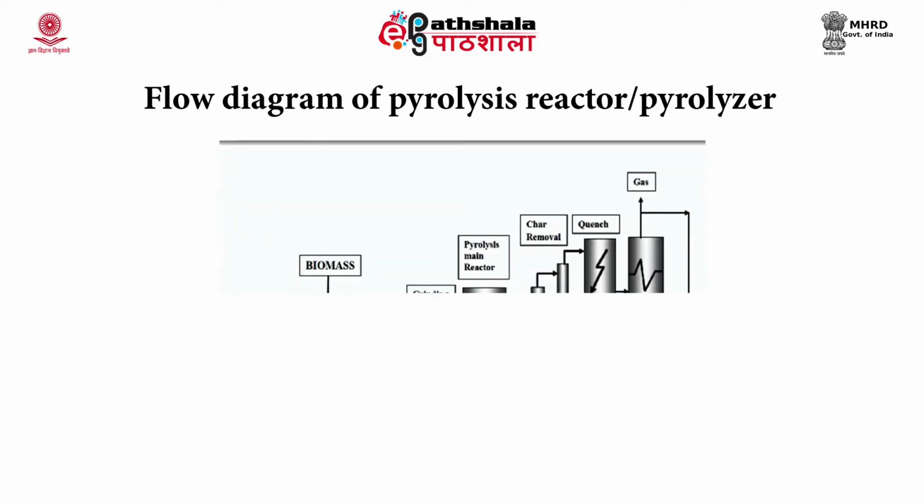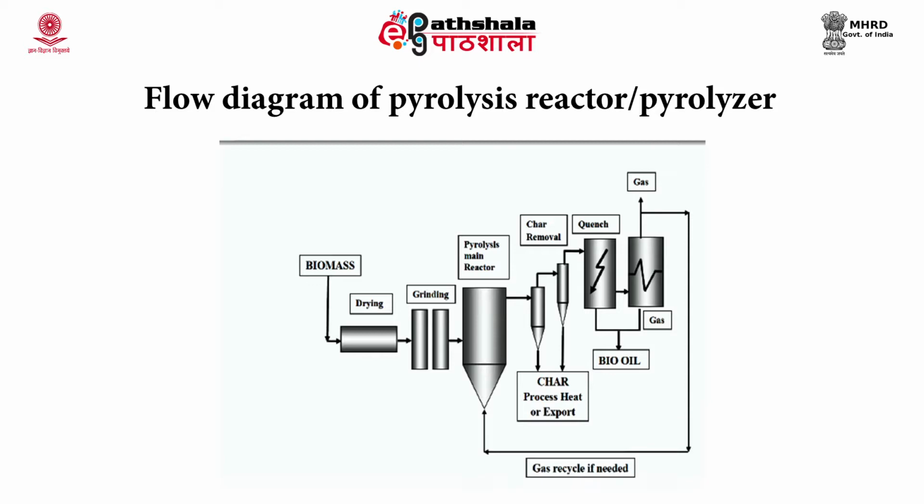This is the flow diagram of pyrolysis in a pyrolysis reactor. The biomass undergoes drying, is subjected to grinding, and then is added to the pyrolysis reactor, where the char removal occurs. The bio-oil is quenched and the gas is removed, while the gas can be recycled if needed.